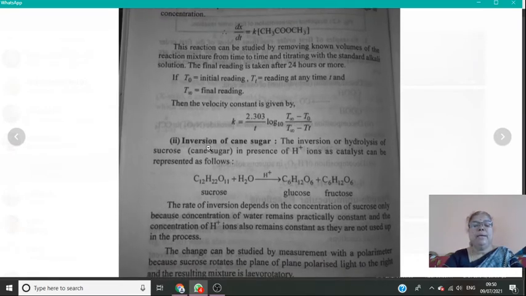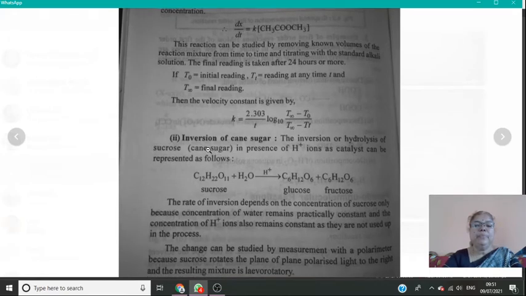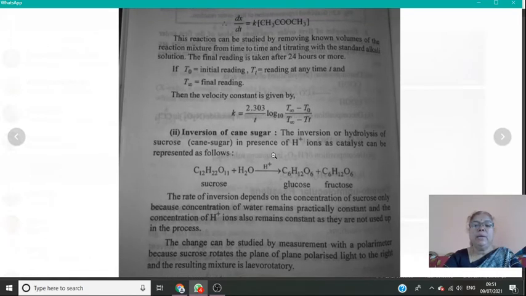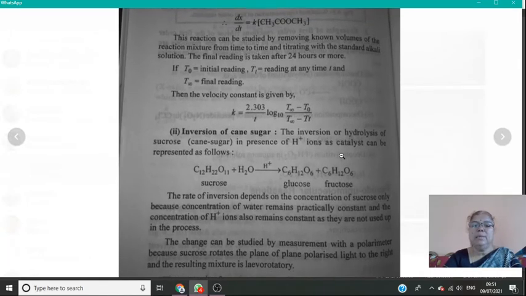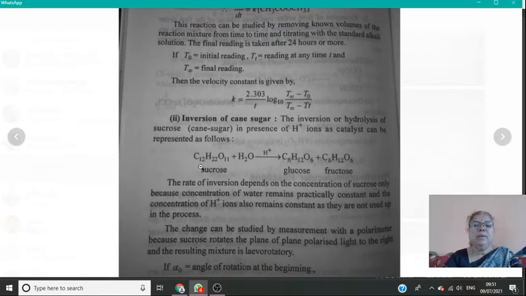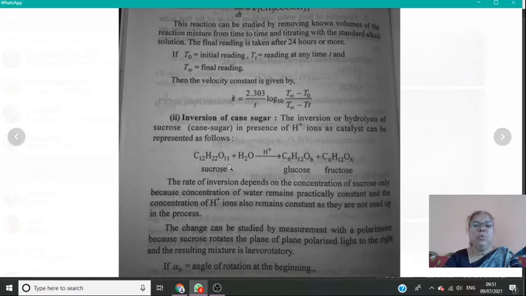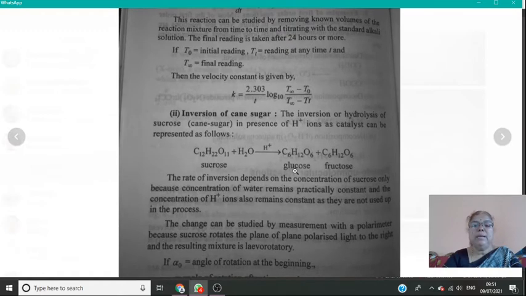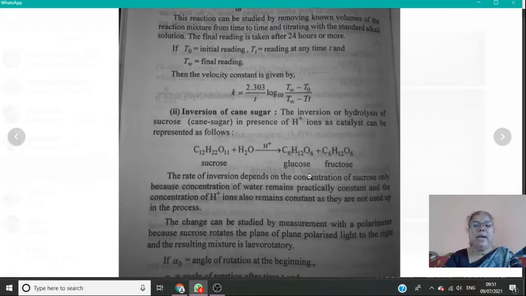Then the second example here is inversion of cane sugar. Here inversion or hydrolysis of sucrose in presence of H plus ions as a catalyst can be represented as, here is the formula of sucrose, C12H22O11 plus H2O, in presence of H plus ions, it gives glucose and fructose.